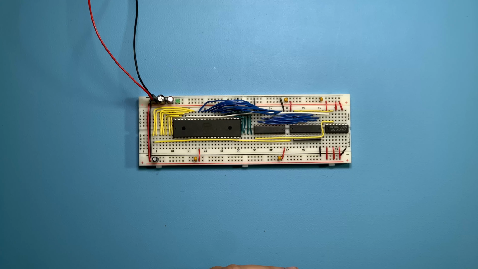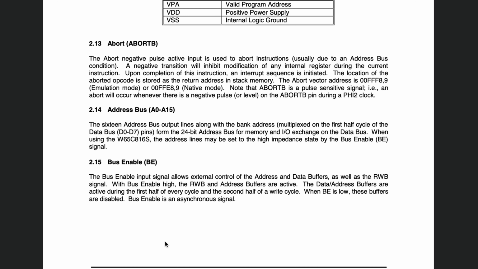So what is the bus enable pin? If you look at the datasheet of our processor, you can see that the bus enable pin is an input signal and it allows external control of the address and data buffers as well as the read-write signal. So when the bus enable is high, the read-write signal and the address buffers are active, and when bus enable is low, these buffers are disabled. So what does that mean?